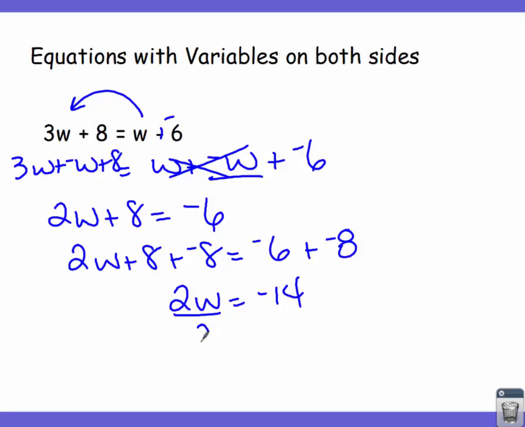Then I divide both sides by 2. And we end up with w is equal to negative 7. And if I plug the negative 7 into both of these spots where w is at, do the math, we would find out that they are equal. So that is a multi-step equation, okay, with variables on both sides.